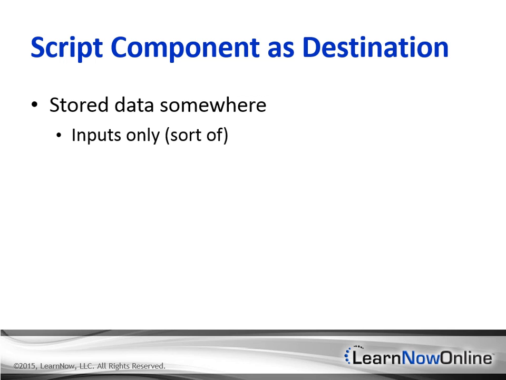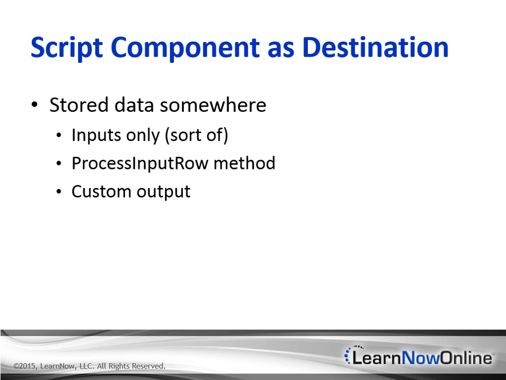The one exception is that you could have error outputs. So that's why I said sort of. And then you use the process input row method in this type of component. Again, the Vista project includes a script main class that has this process input row method. That's where you add custom code to that method to take the rows that the data flow provides and write them to your custom data store.